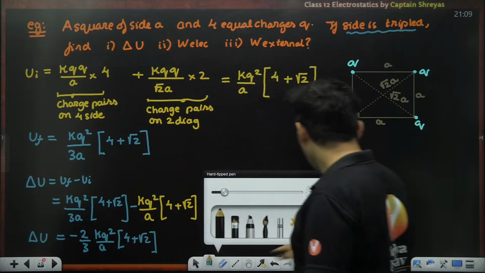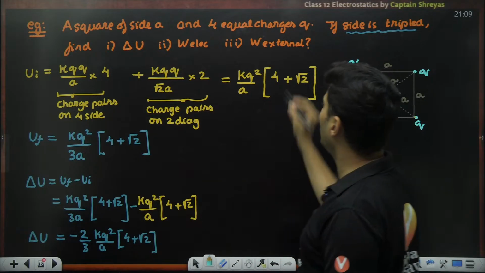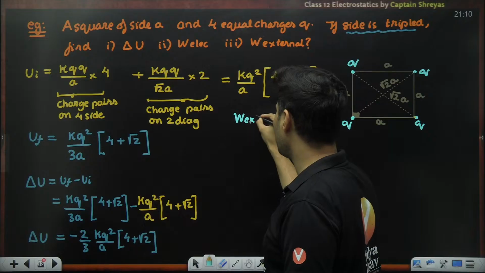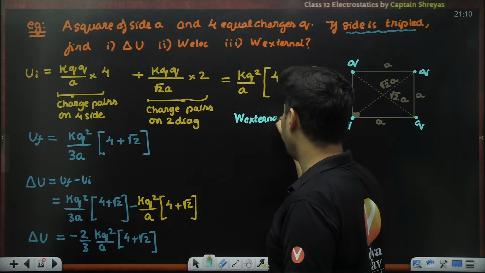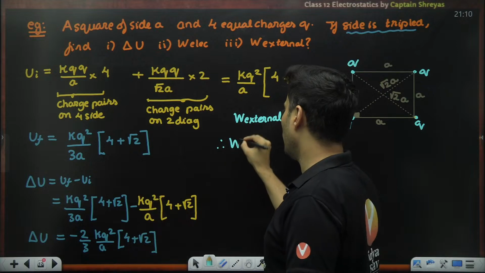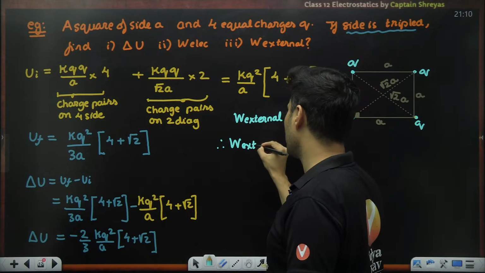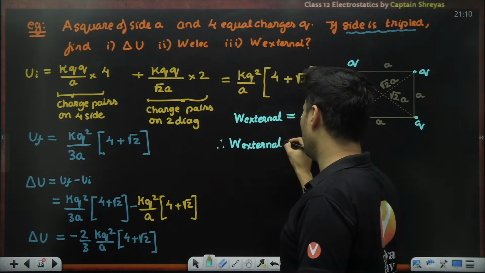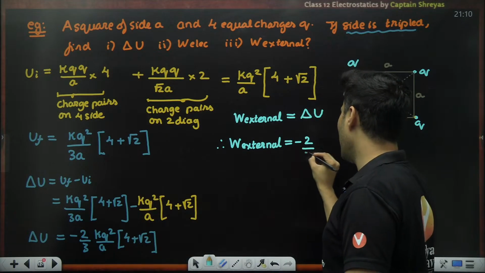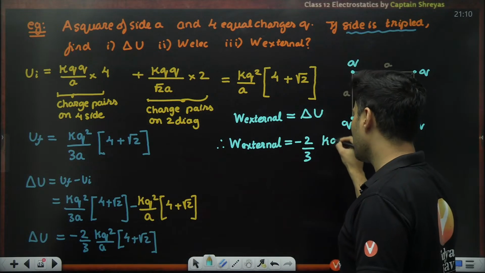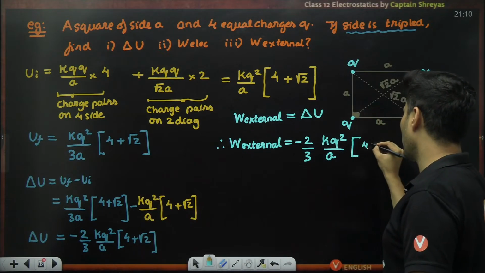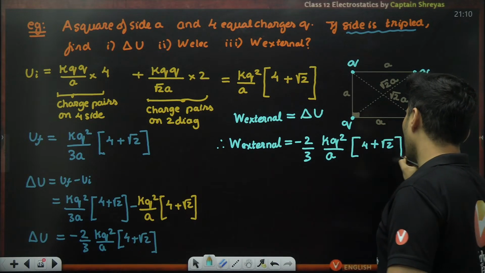Okay. Now comes the next part. What about the external force work done? We all know external force work done is exactly the same as the change in the potential energy. So the work done by the external force will be exactly this only. So it will be negative 2 by 3 times kq square by a, and whatever is there over here, 4 plus root 2. No doubt.